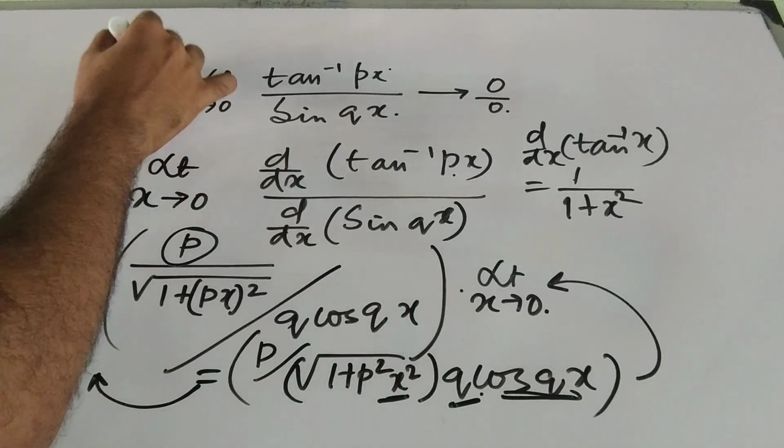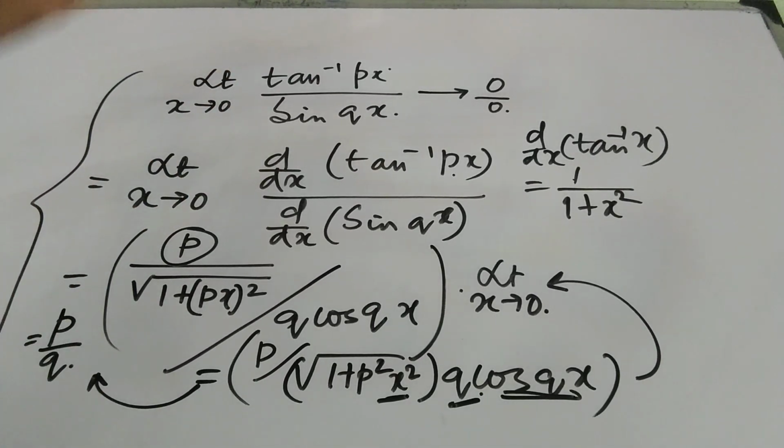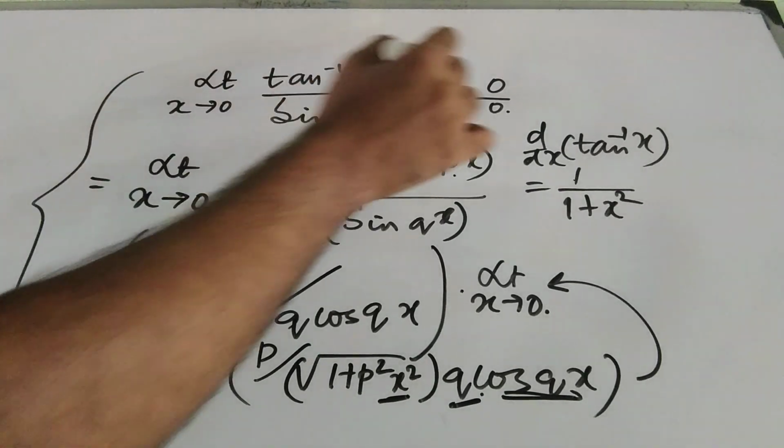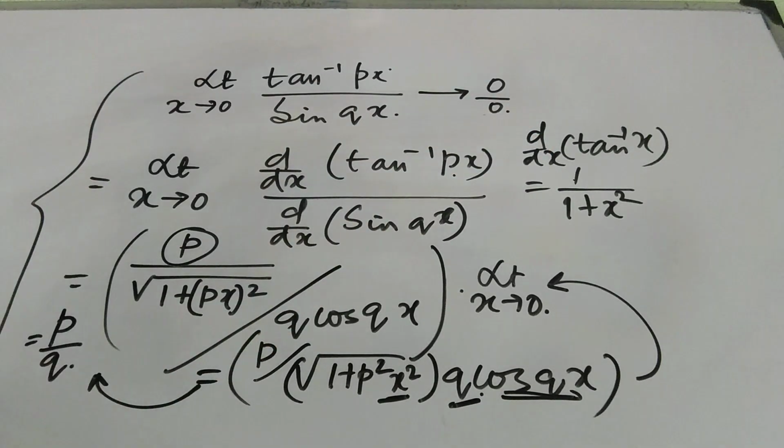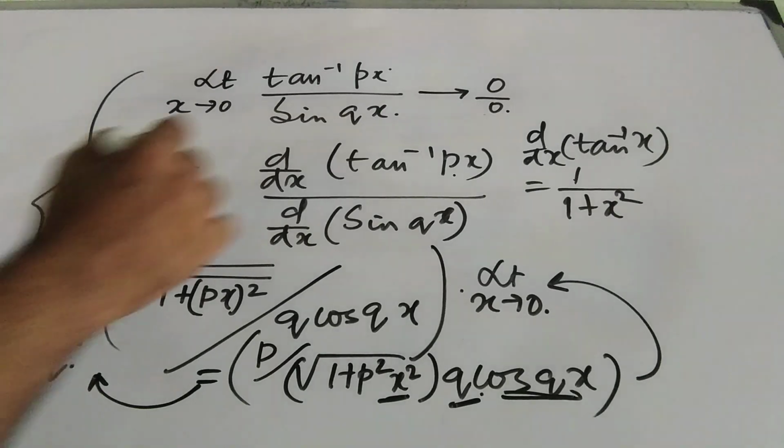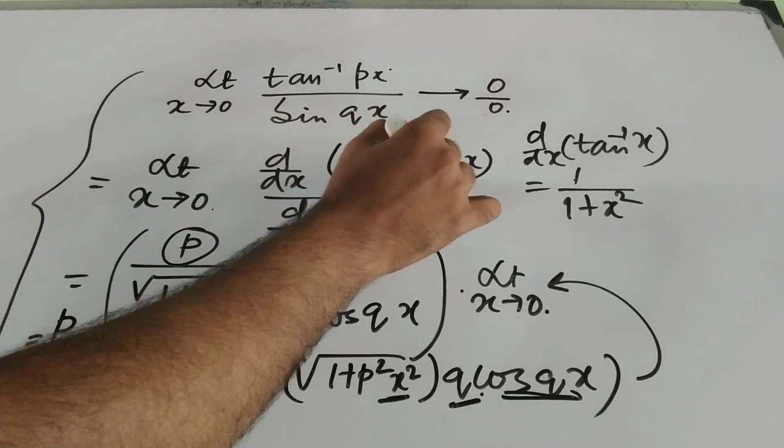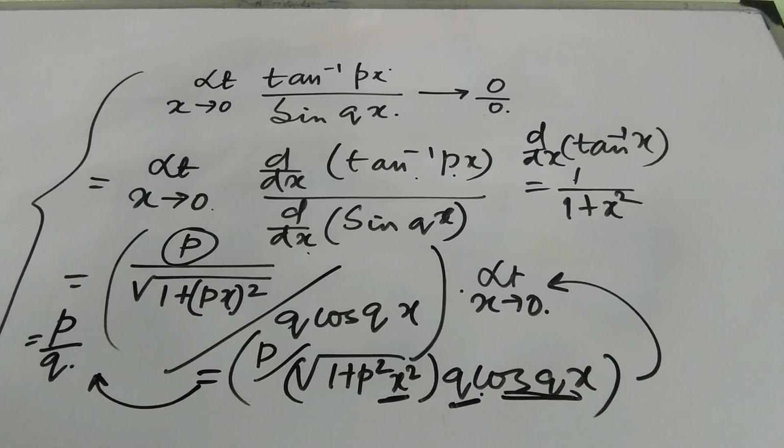So this is a template of using L'Hospital's rule, which basically states that if your limit expression is in the form 0 by 0, then it will be evaluated as the limit x tends to 0 of d/dx of the numerator by d/dx of the denominator. That is why we have evaluated this particular expression.